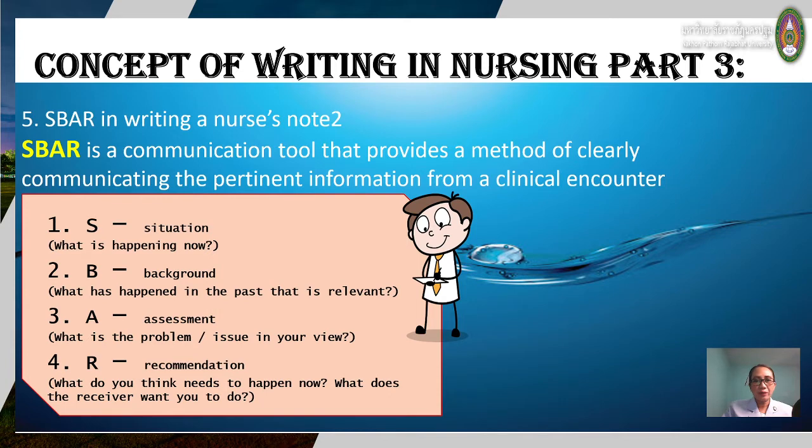So what are you gonna write in your nurse's notes? According to your patient's background, you have to write what has happened in the past, which is very, very relevant to the current condition of your patient. A. A stands for assessment. So what is the problem, or what are the issues that you have observed objectively, subjectively from your patient.